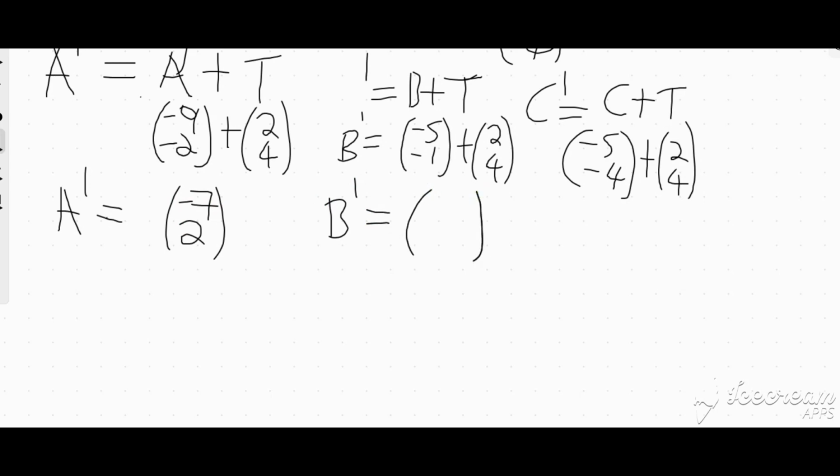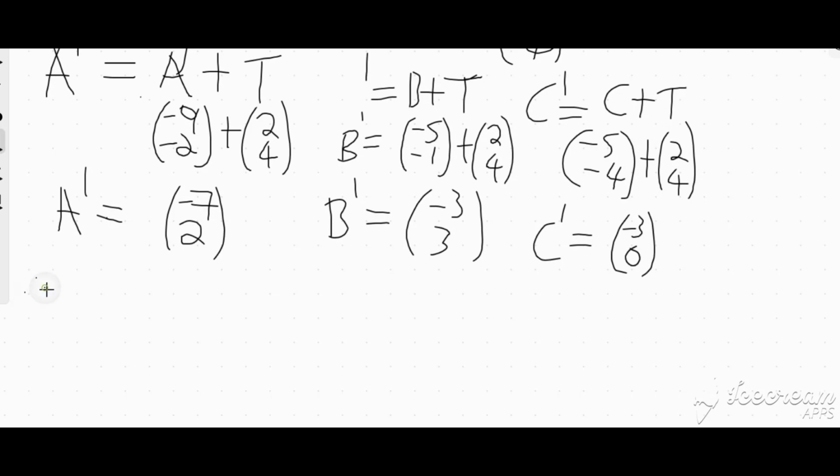here I'm going to end up with -5 plus 2, so that's -3. -1 plus 4, that is 3. And C prime, bear in mind that these are vectors, so I should really be saying OA prime, OC prime, and OB prime. -5 plus 2, that's -3, and -4 plus 4, that is 0. And we do realize that from our software, these are exactly what we ended up with. But bear in mind that these are vectors. So now I need to state the coordinates of the image as coordinates.